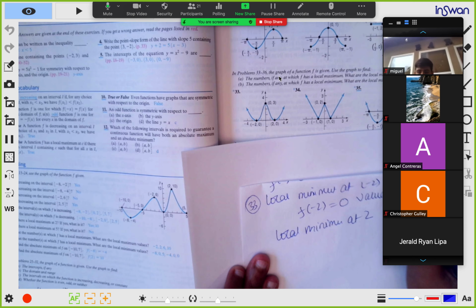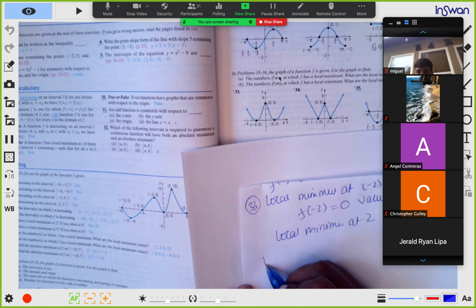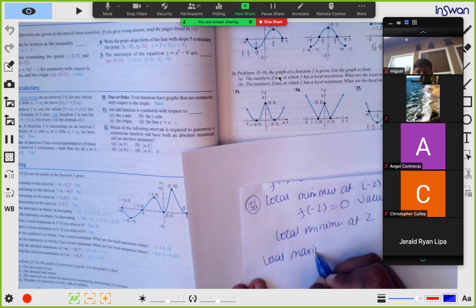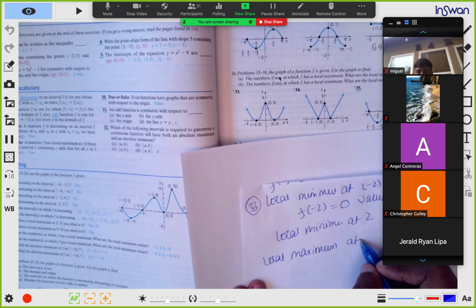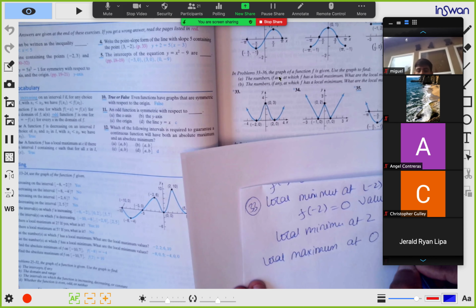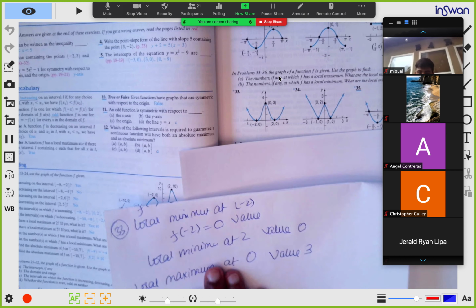Do you see any maximum? Can you see a local maximum anywhere? Yes. At? X equals 0. And what's the value? Then y is 3. Perfect. You got it.